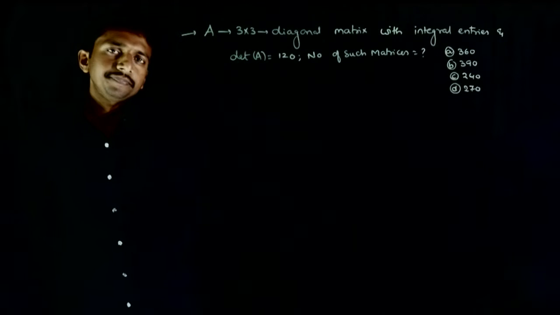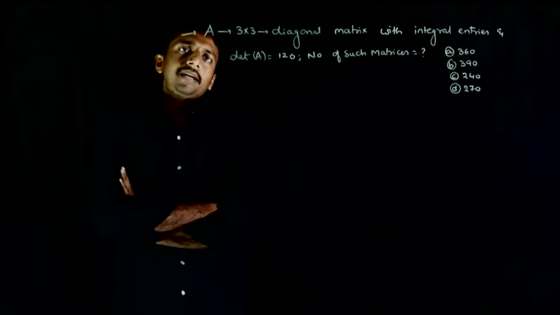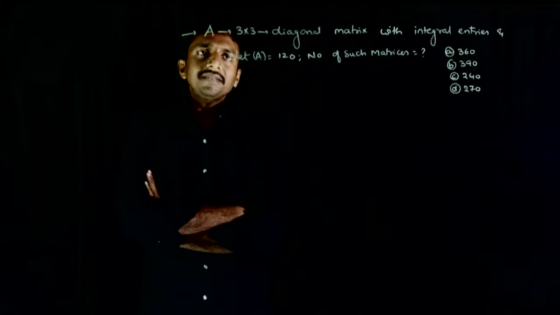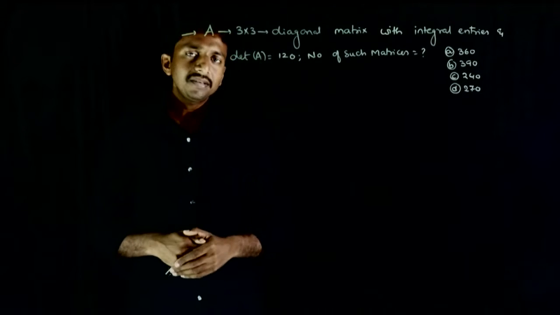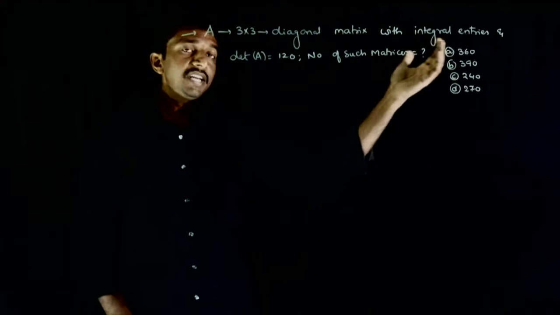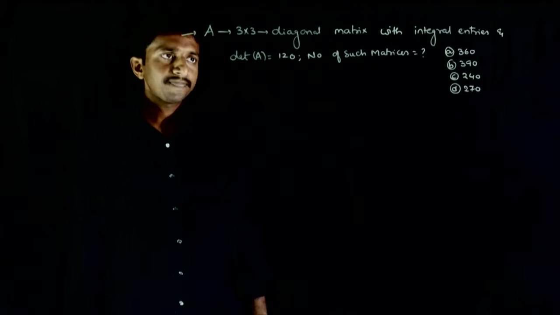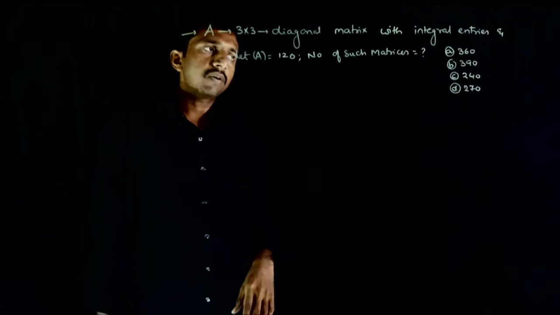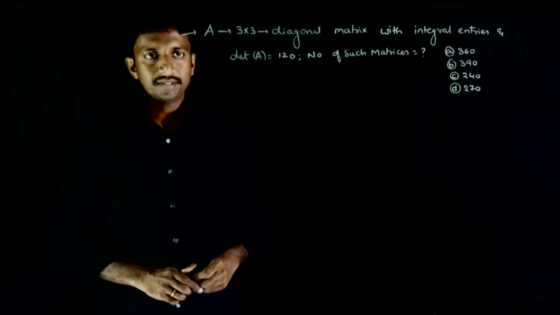So welcome students. In this question, it is given that A is a 3x3 diagonal matrix. That means all the non-diagonal entries are zeros, with integral entries. That is, all the diagonal elements are integers, such that det A is equal to 120. You are asked to find the number of such matrices.